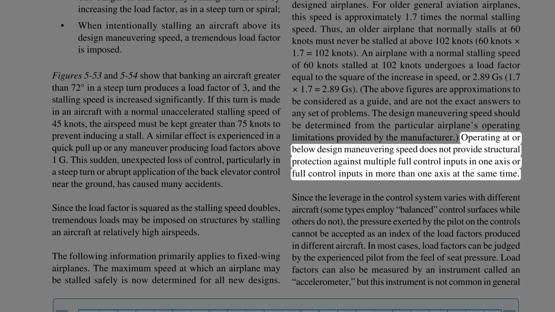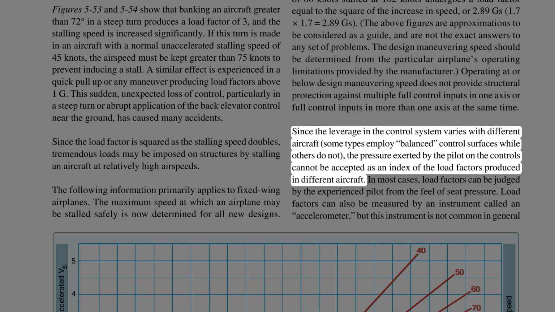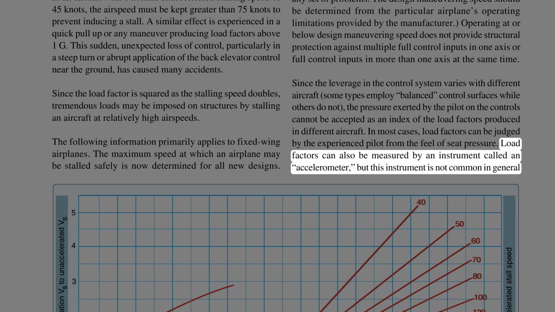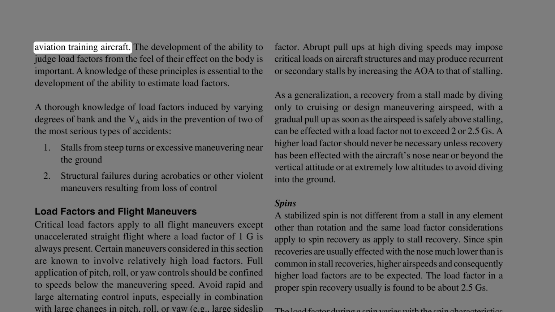Operating at or below design maneuvering speed does not provide structural protection against multiple full control inputs in one axis or full control inputs in more than one axis at the same time. Since the leverage in the control system varies with different aircraft, and some types employ balanced control surfaces while others do not, the pressure exerted by the pilot on the controls cannot be accepted as an index of the load factors produced in different aircraft. In most cases, load factors can be judged by the experienced pilot from the feel of seat pressure. Load factors can also be measured by an instrument called an accelerometer, but this instrument is not common in general aviation training aircraft.